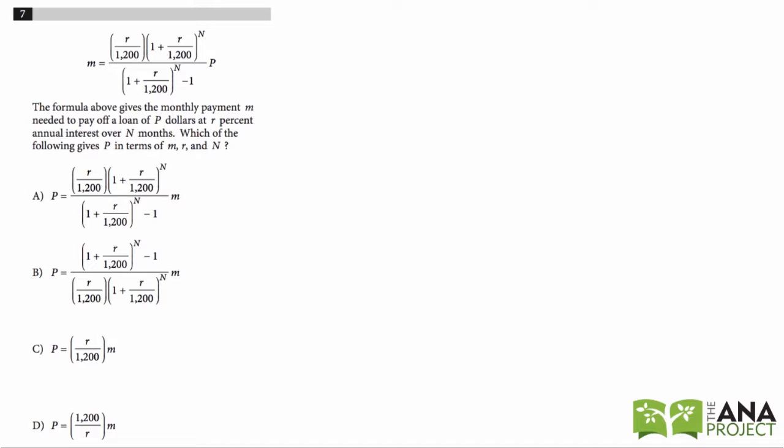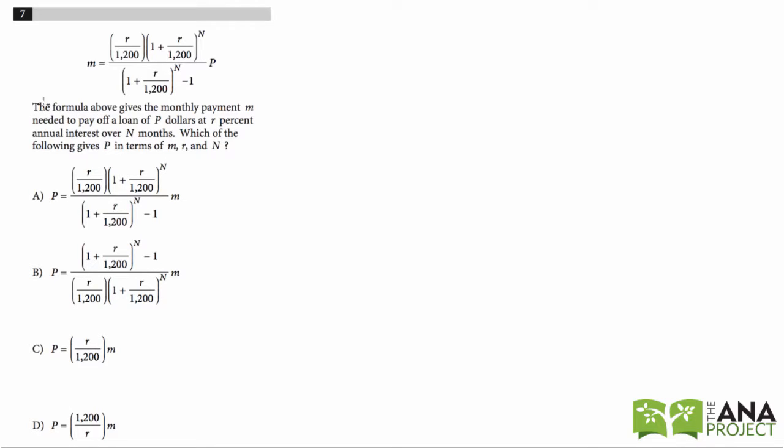The formula above gives the monthly payment M needed to pay off a loan of P dollars at R% annual interest over N months. Which of the following gives P in terms of M, R, and N? All right, so this looks like a super complicated problem. It looks terrible. So I think on first glance, a lot of students are like, I really don't want to do this. But it's actually really easy.